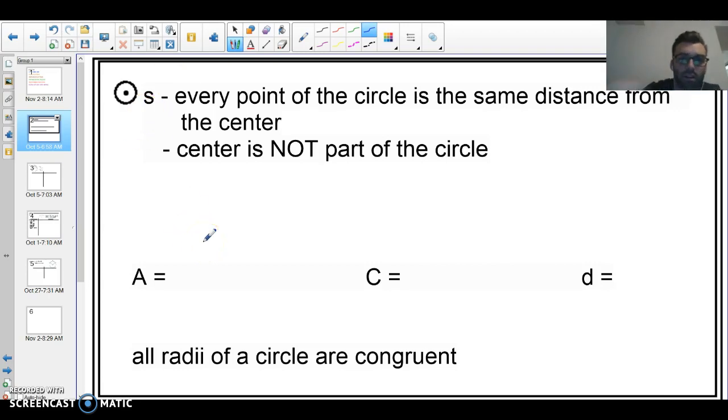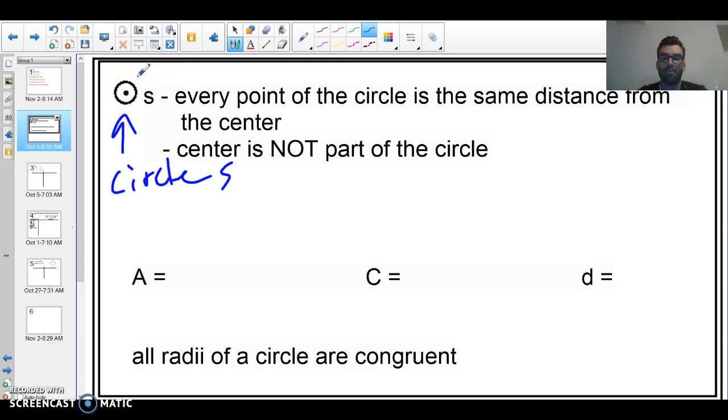This is a symbol right here. All right. You're gonna see this a lot in your proofs and stuff. This symbol means circle. That means circle. Okay. This means circles, obviously because of the S here.